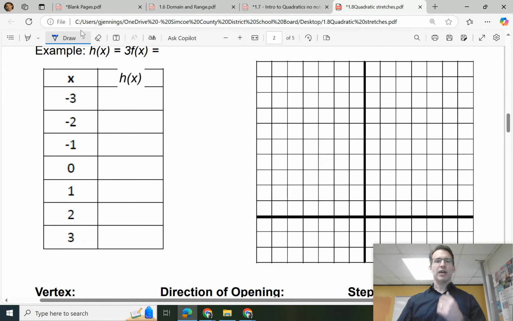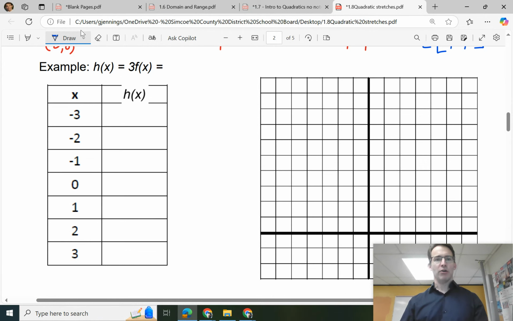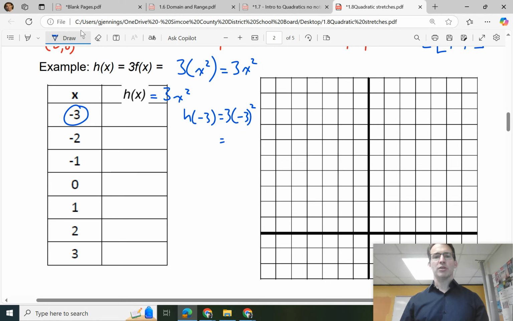Okay, here, h of x is equal to 3f of x. Well, I remember f of x was just x squared, so that's this function 3x squared. So h of x is equal to 3x squared here. And then, if I put in minus 3, h at minus 3 would be equal to 3 times minus 3 squared. Oh, that happens to be positive 27. And we would get 27 here, 12, 3, 0, 3, 12, 27.